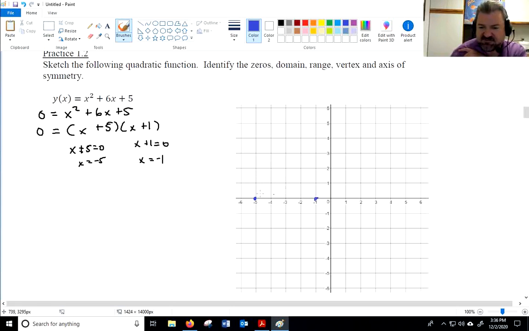So this axis of symmetry must be somewhere in between here. Wouldn't you bet that this is going to be like at negative 3? We can confirm that using our axis of symmetry, our vertex formula. It's negative b divided by 2a. So that's negative 6 over 2 times 1, so negative 3. That's the axis of symmetry. I'll just label that right quick.